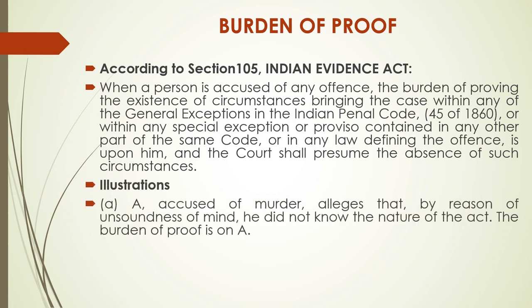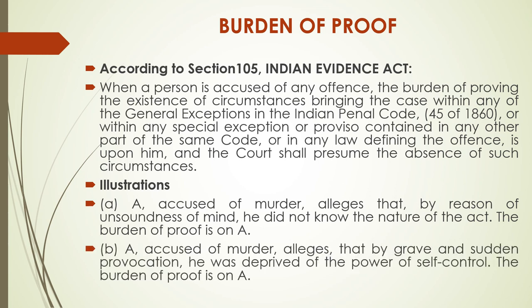For example, if A is accused of a murder and he alleges that by reason of unsoundness of mind, he did not know the nature of the act, then the burden of proof that there is an unsoundness of mind is on A. Similarly, if A is accused of a murder and he alleges that by grave and sudden provocation, he was deprived of the power of self-control, the burden of proof is on A.